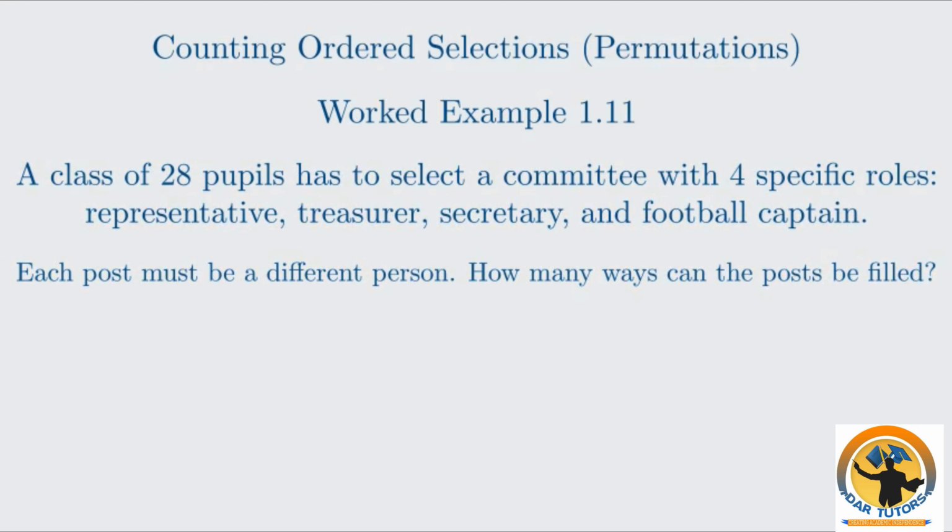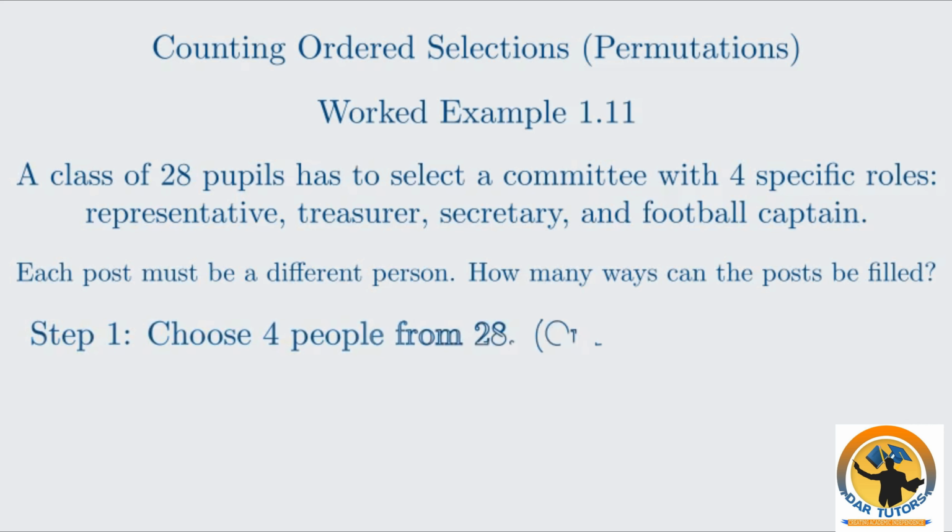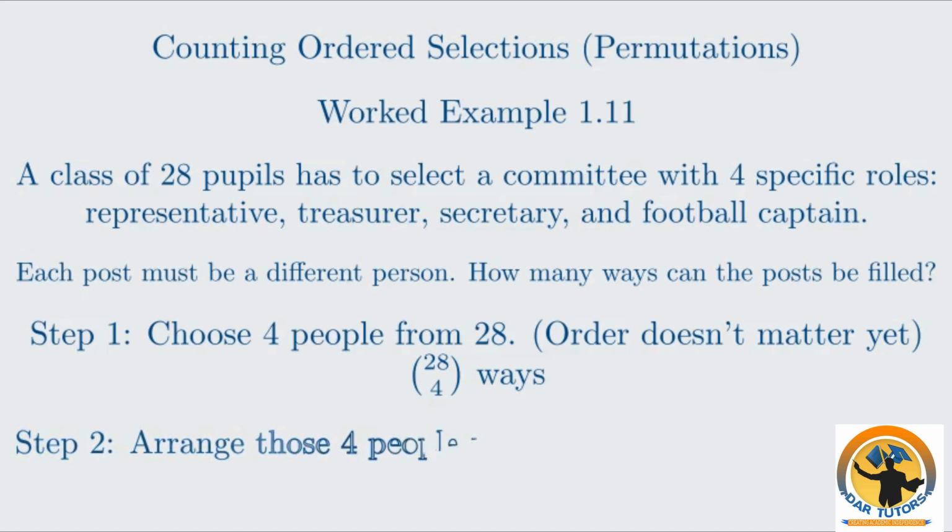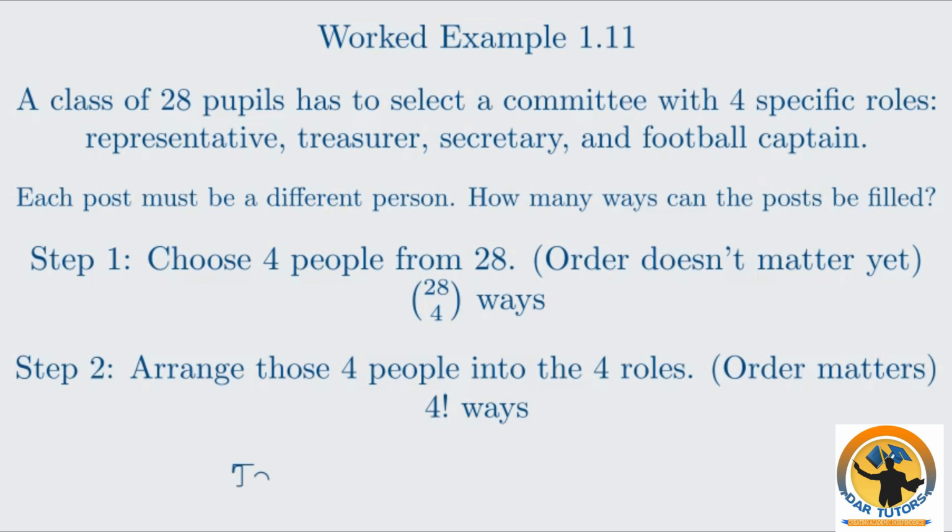This is a permutation because the order matters. Being the representative is different from being the treasurer. We are choosing 4 people from 28 and arranging them into 4 positions. We can think of this as a 2-step process. First, choose the 4 people from the 28. This is a combination, 28 choose 4. Then, arrange those 4 people into the 4 roles. This is a permutation of 4 objects, or 4 factorial. Using the product principle, we multiply these 2 steps. The number of ways is 28 choose 4 times 4 factorial. This calculates to 491,400.